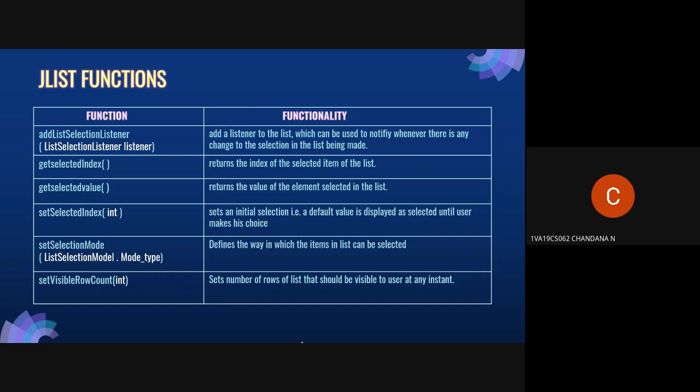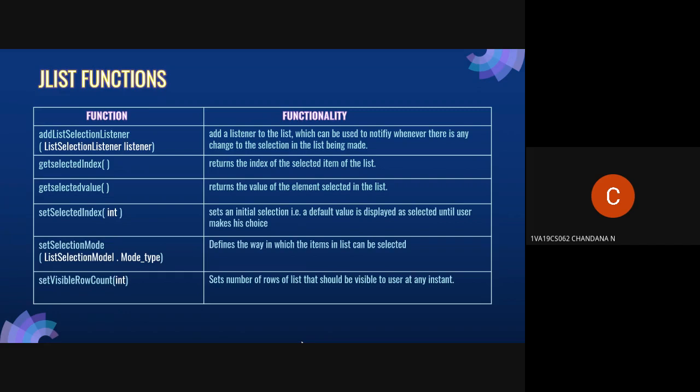The next function is getSelectedIndex. In a list, the only two functions will be either selection or deselection. When a selection occurs, the basic output will be which element is selected. getSelectedIndex will give you the index of the element, which means it will return an integer value. The next one is getSelectedValue. The previous one gives the index of the element selected, but getSelectedValue will give the value itself, which may be a string, a character or an integer, whichever the user selects, and the value will be returned.